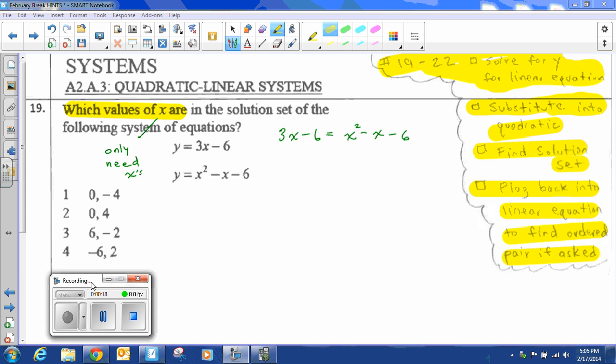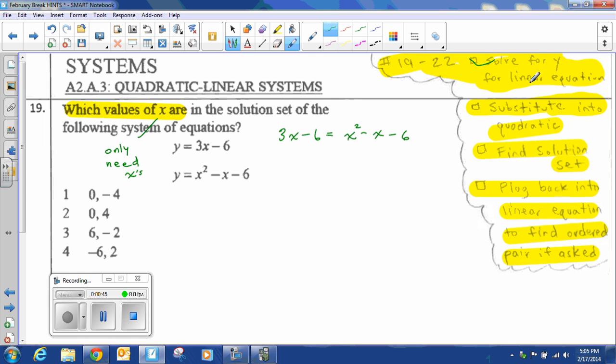So, this first question, number 19, which values of x are in the solution set of the following system of equations? We only need the x values here. Okay, you don't need the full ordered pair. So, because both of these equations are solved for y, our substitution step is very simple. Okay, the first one's already done for us.